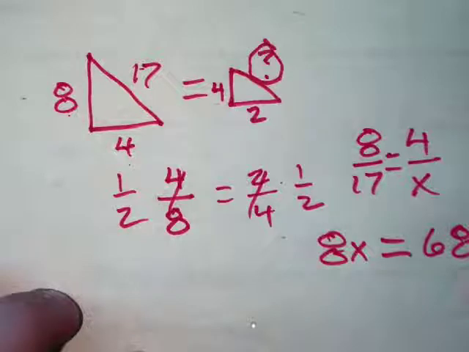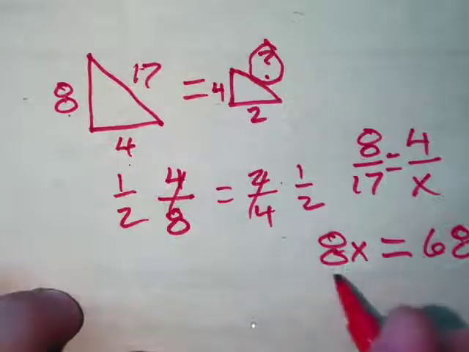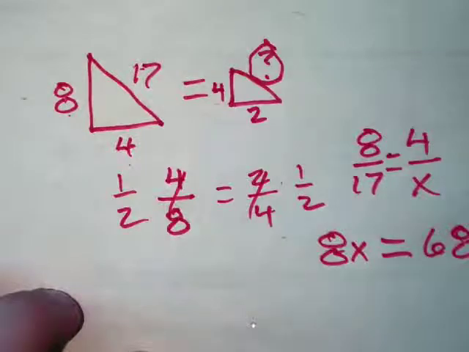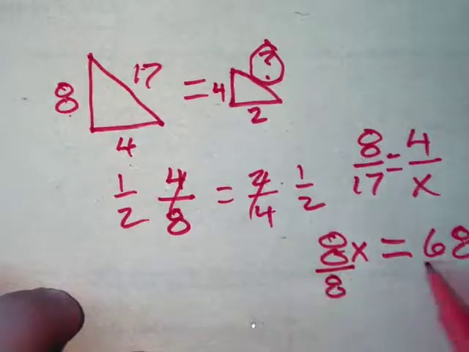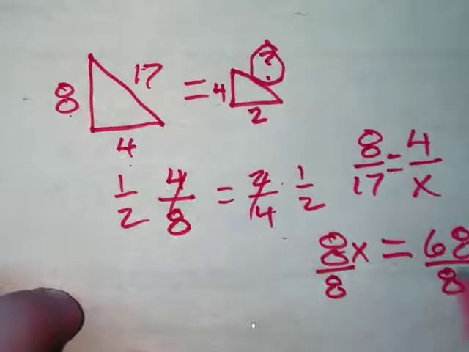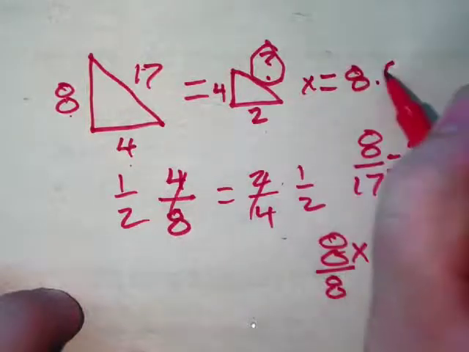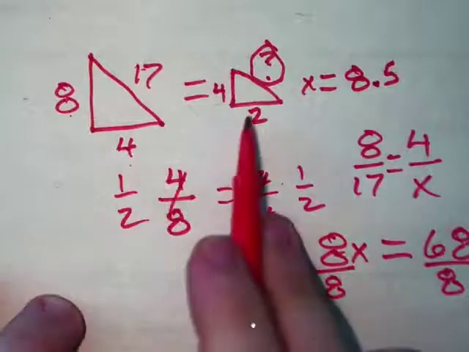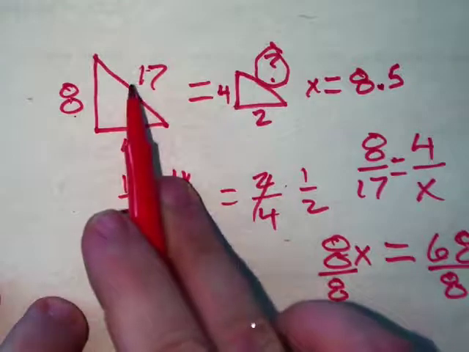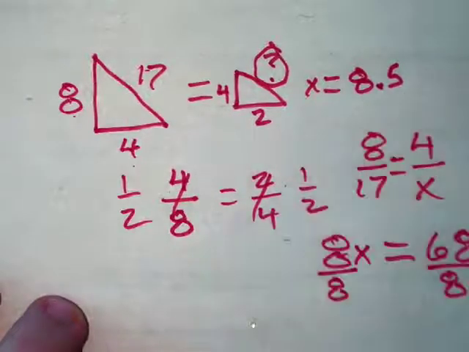Okay, so we have 68. And 4 times 17 is 68. So now we solve for x. To do that, we'll divide by 8, and we get x equals 8.5. And that makes sense because this is half the size, so half of 17 is 8.5.